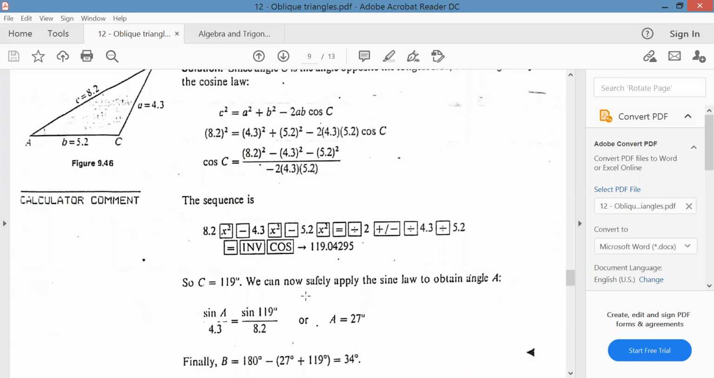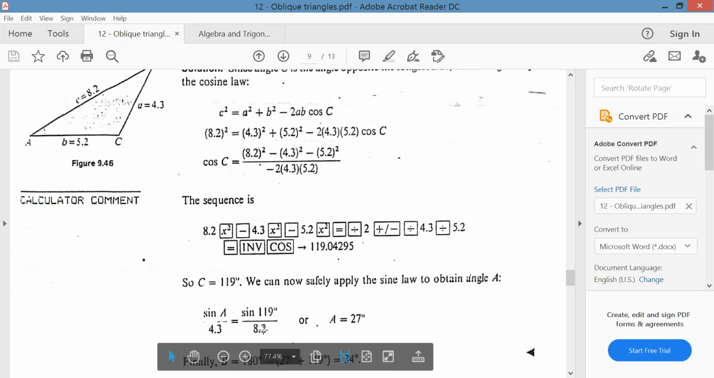We can now safely apply the sine law. Now see, here one angle is known, and the three sides are already known. So you can apply the sine law, and you can even go with the cosine law again. But you should also know this other technique. When an angle is known, then we can safely apply the sine law to obtain angle A. Like sine A upon a is equal to sine B upon b.